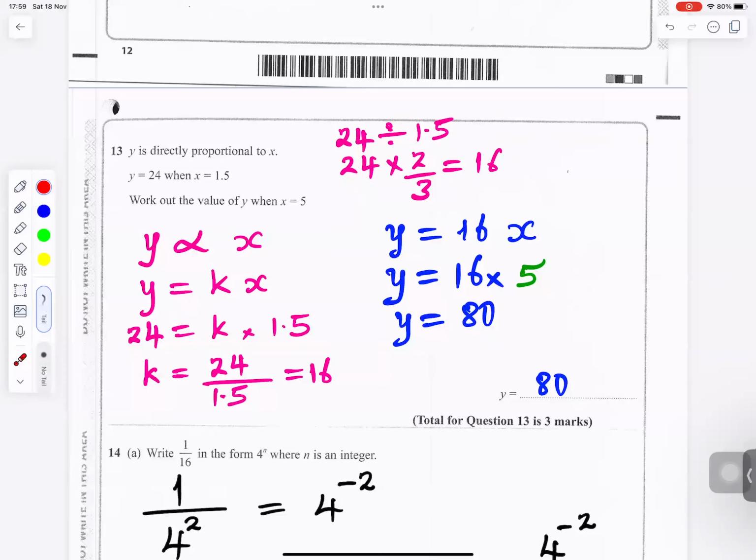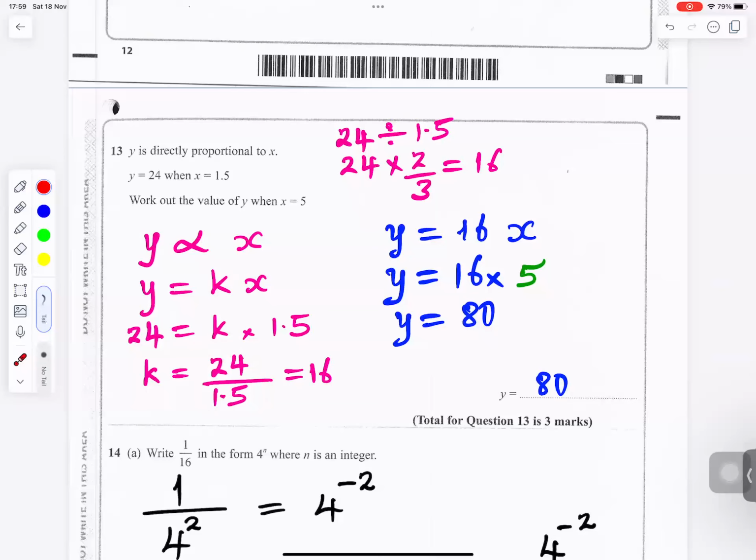Number 13, y is directly proportional to x. Work out the value of y when x is 5. So y is directly proportional to x. That's how you write it. Directly proportional: change the proportional sign and put an equals to with a constant. Substitute 24, and then you have the constant, and then times 1.5, to get k is 24 divided by 1.5.